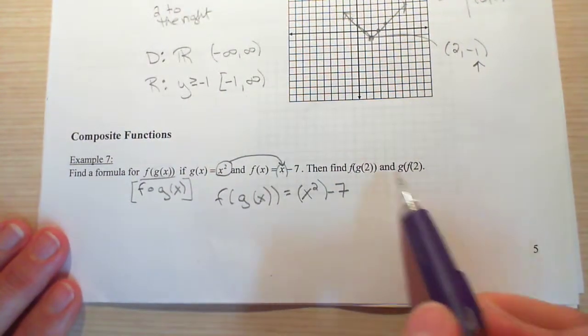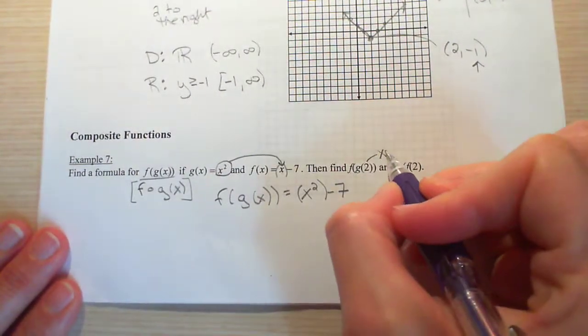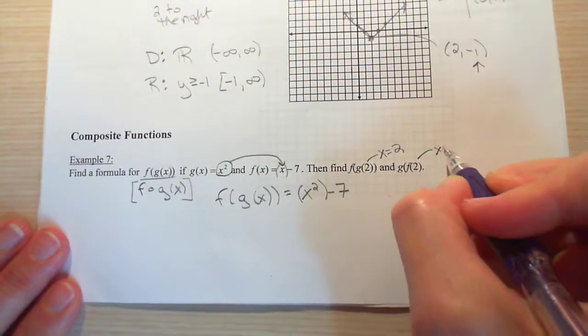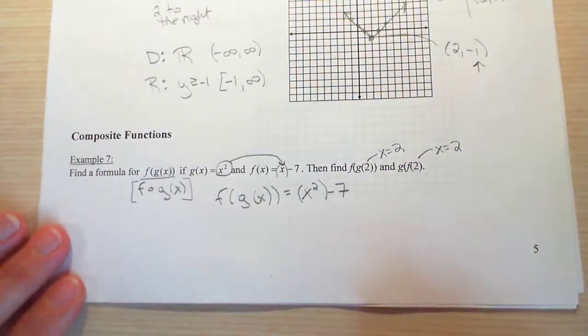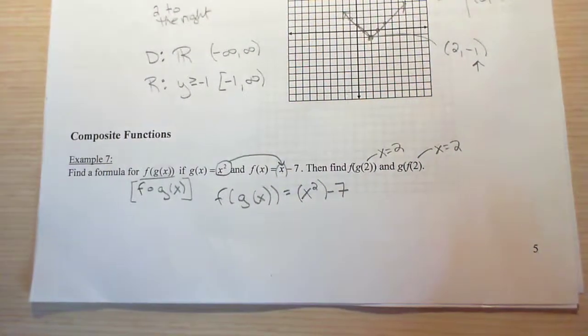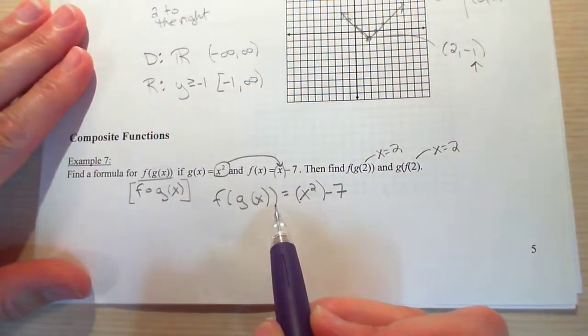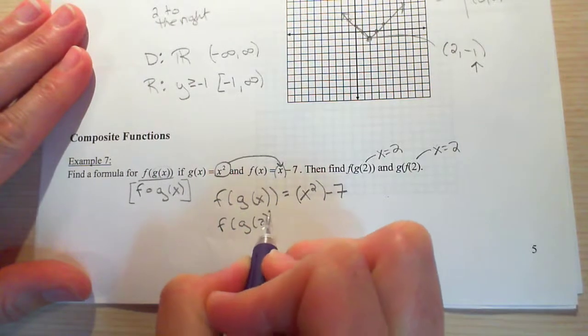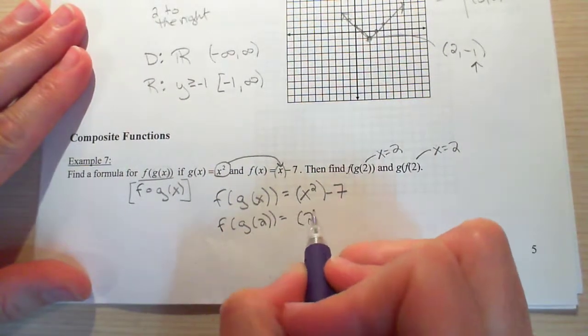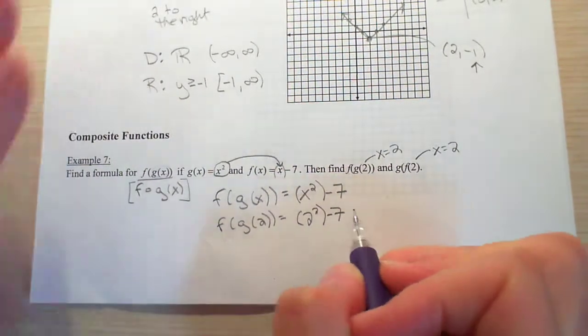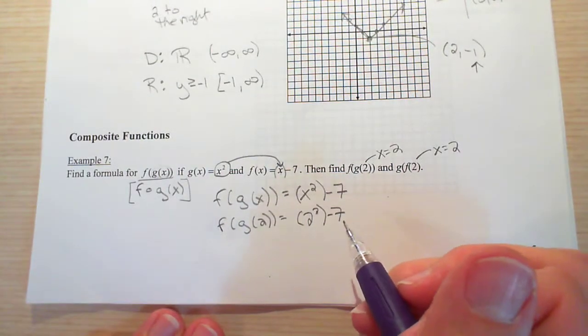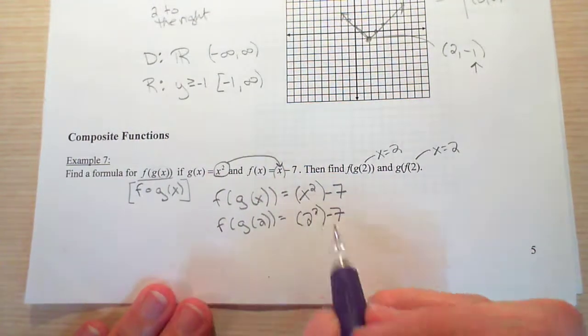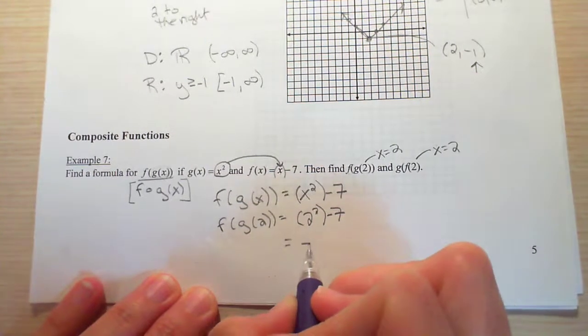Now this is just saying, well, what if you have x equals 2? So this is composing the functions and putting a number inside. So we already have f of g of x. So f of g of 2 is just going to be 2 squared minus 7. So that's going to be 4 minus 7. That's going to be negative 3.